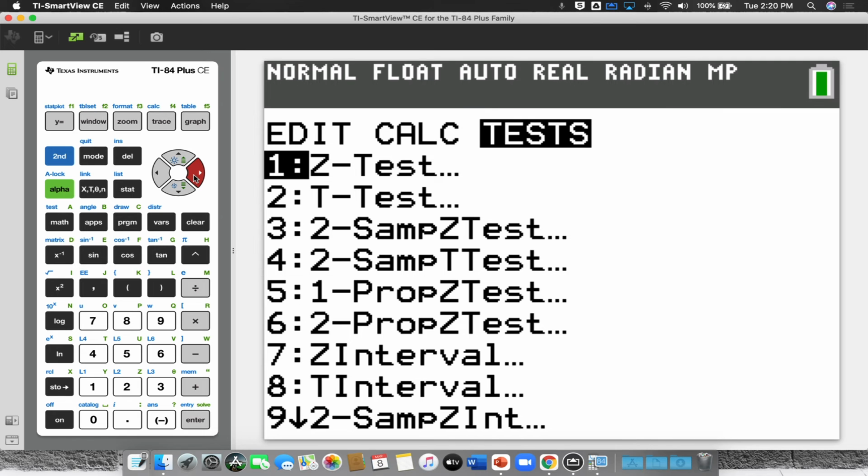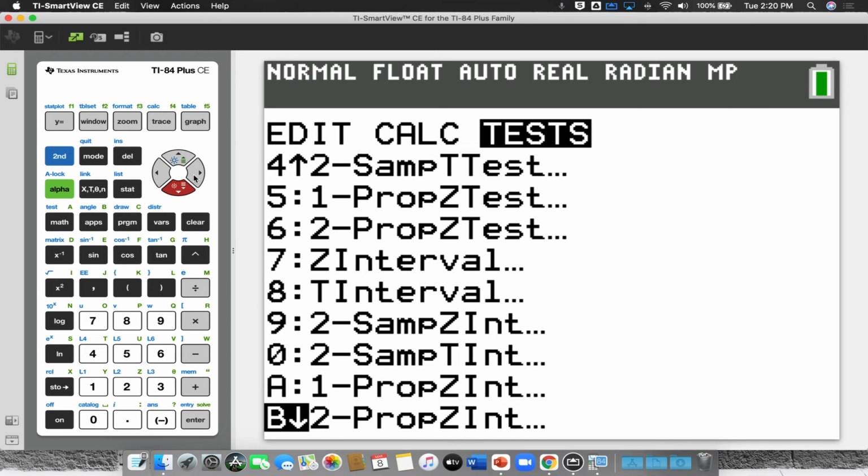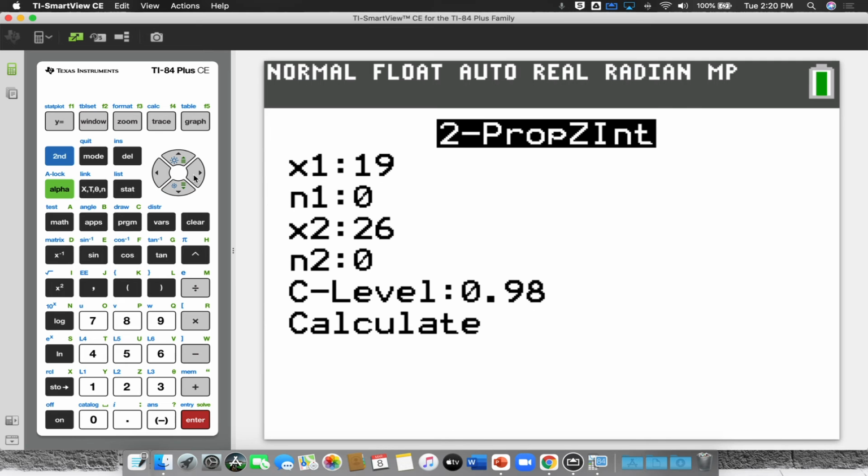Okay, so which one are we going to choose? So go through the list. Oh, two props, yeah. So it's a two prop, right? So two prop Z, 5 and 6, no, because those are tests. There we go. Two prop Z interval. Slowly we're hitting all of them. We will hit all of them by the end of chapter 11.